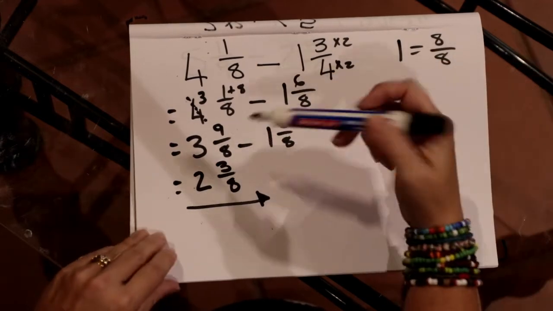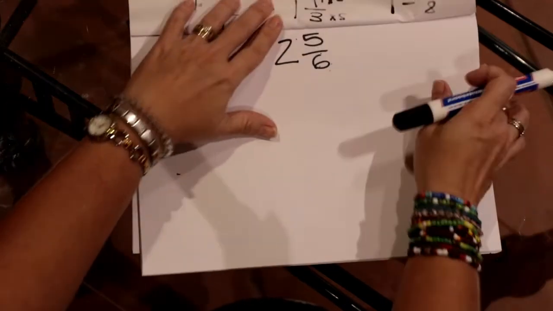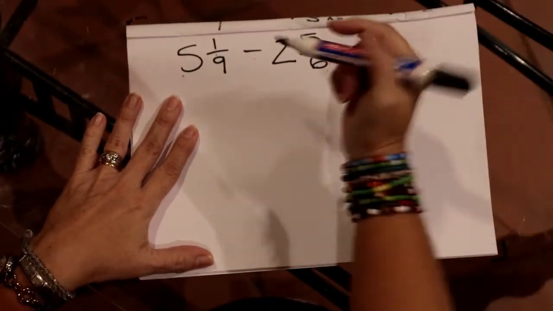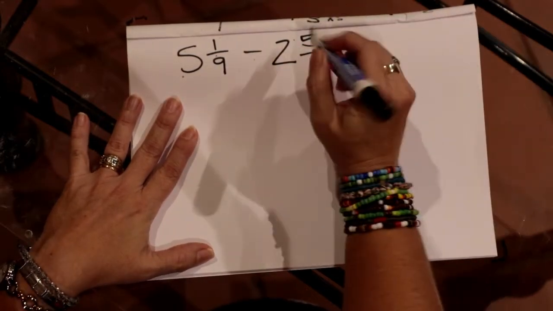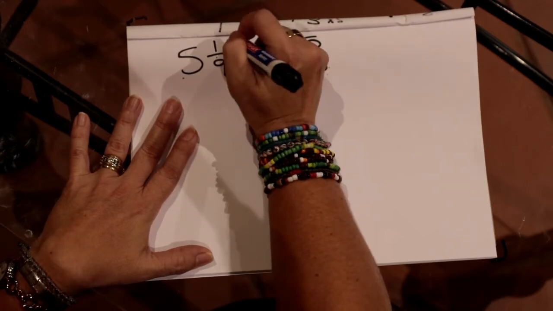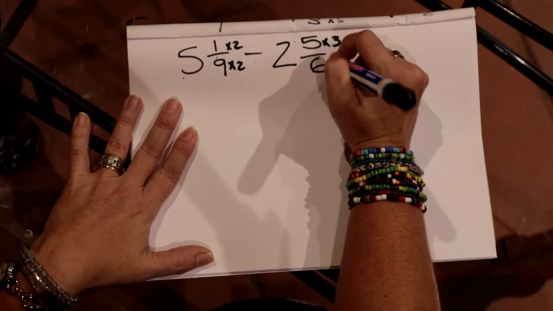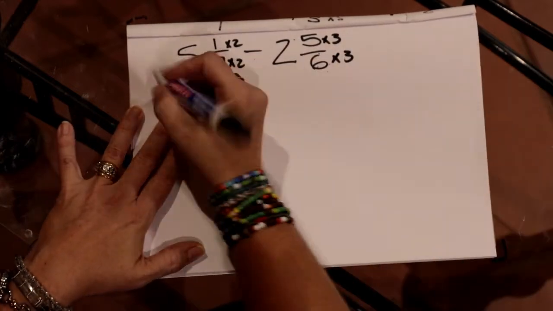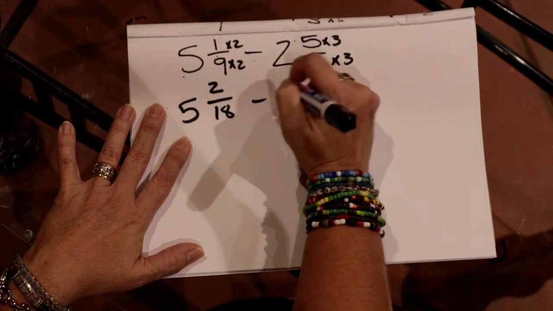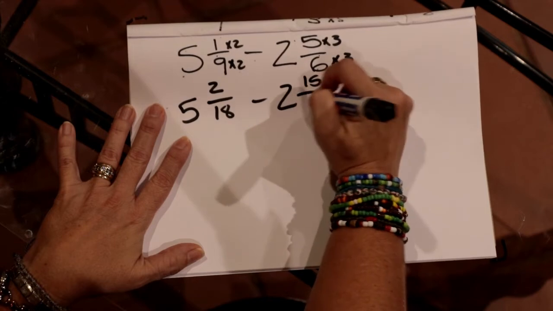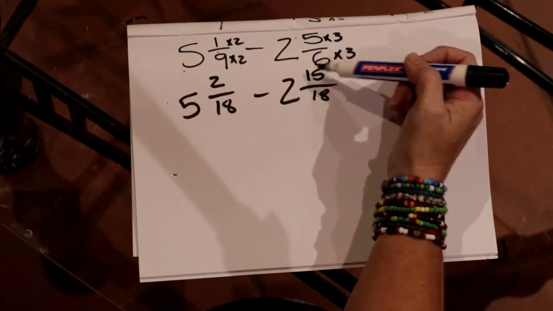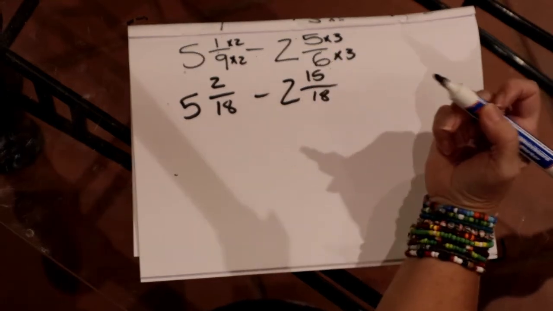Okay, I'm going to do another one like that where you have to borrow. This one is a grade 7 one again, because now we've got to change both sides. I'm not going to write out all my multiples again, because I've already done this, and I know that the 9 has to be times by 2, and the 6 side has to be times by 3. Then I've got 5 and 2 over 18, minus 2 and 15 over 18. Problem again, I cannot take away 15 from 2. So now I have to go and borrow.